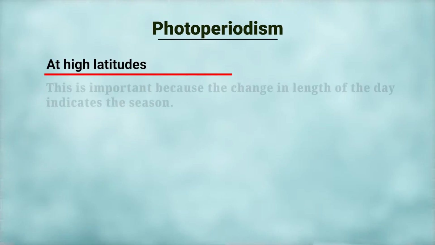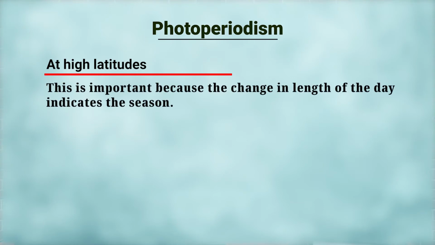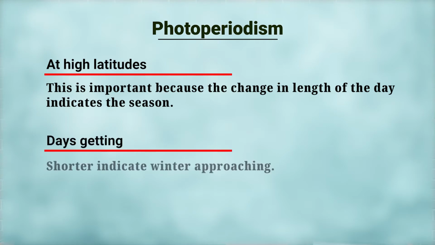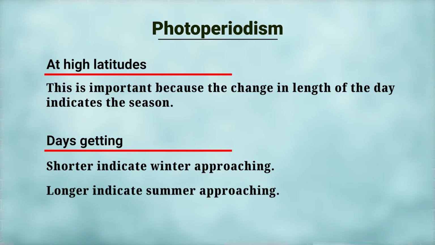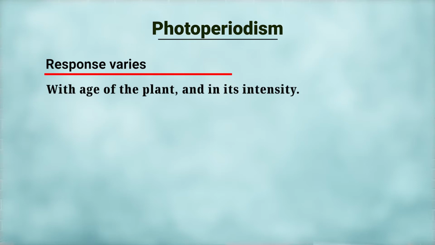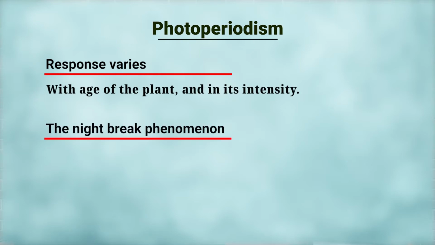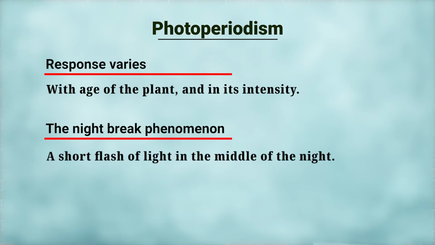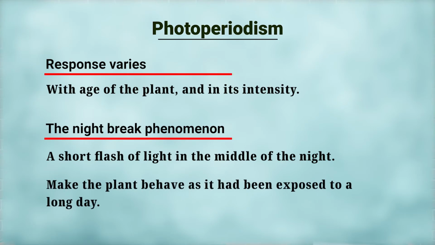At high latitude, this is important because the change in the length of the day indicates the season. Days getting shorter indicate winter approaching. Longer days indicate summer approaching. Response varies with the age of the plant and in its intensity. The night break phenomenon, a short flash of light in the middle of the night, makes the plant behave as if it had been exposed to a long day.